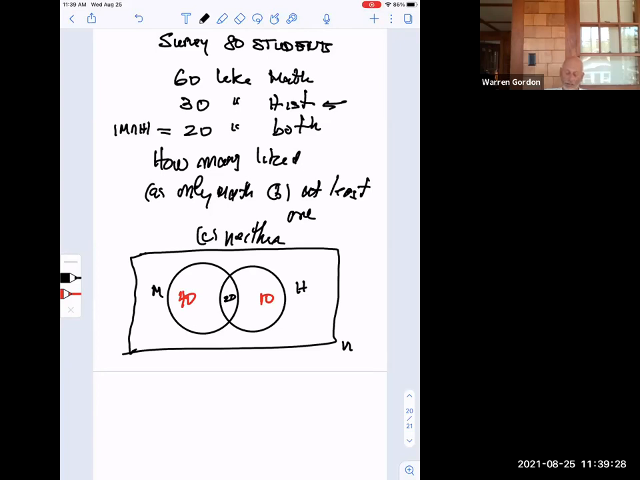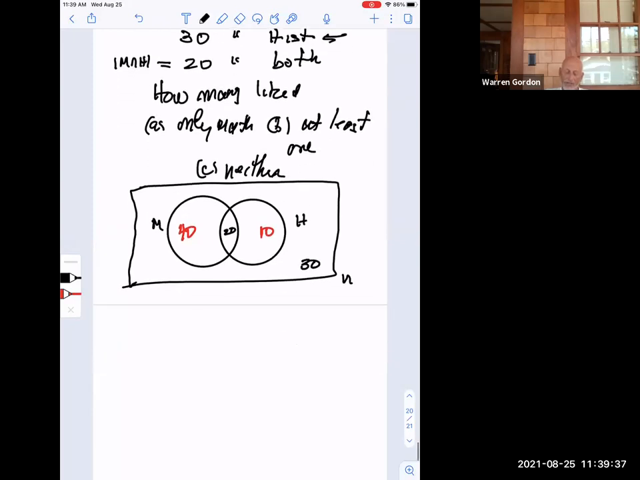So what must be added to these two circles is the complement. So the number of students who like only math, meaning they like math and they don't like history, that's 40. At least one course, they like at least one, that means math or history. Well, that's just the sum of all the numbers inside the circles, which is 70.